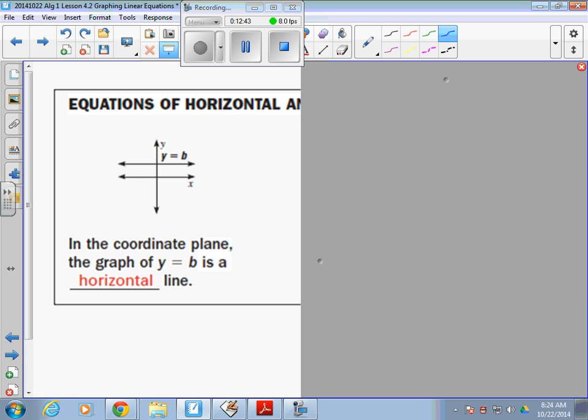Okay, and then we have horizontal and vertical lines. If y equals b, so now it says y equals some number. Let's say this number is 2. Then y's value, this is your y-axis, is going to be at 2. It's going to be at 2 here, and it's going to be at 2 here. It's going to be at 2 the whole way. So it's going to be a horizontal line.